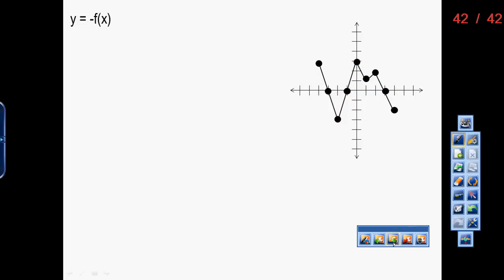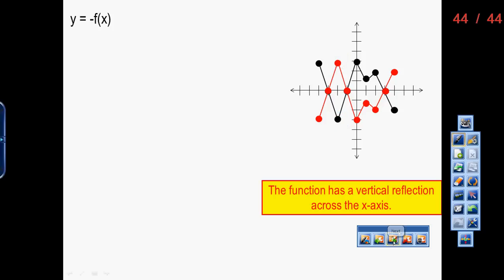So what if I multiply it by a negative? What if I put a negative in front of it? We're on actually number 5 of your notes. What do you predict is going to happen if you multiply it by a negative? So again, we have my original function. Look what happened. If I take a positive number and multiply by a negative, it's going to flip downward. If I take a negative number here and multiply by a positive, it's going to flip up. So what I really have is a reflection over my x-axis. So the function has a vertical reflection across the x-axis. Good job.